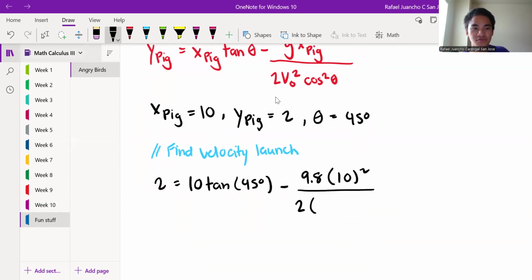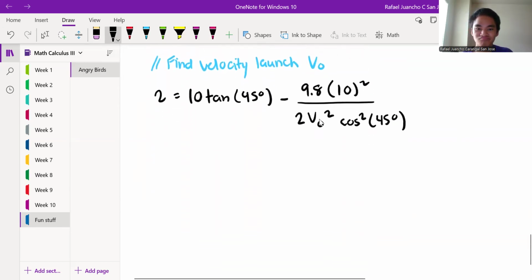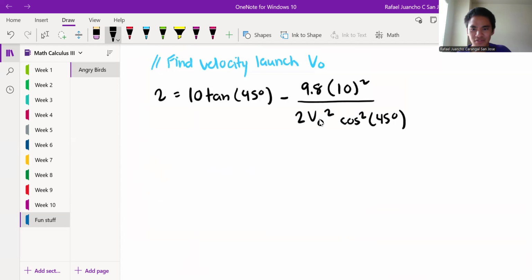So here we're just plugging in some formulas. 2 V naught. Here we're trying to find V naught. V naught squared cosine squared of 45 degrees. And then we basically just solve for V naught. So we say 2 minus 10 tangent 45 degrees equals negative of this thing. Let's actually do it real quick: 9.8 times 100. We got 980.